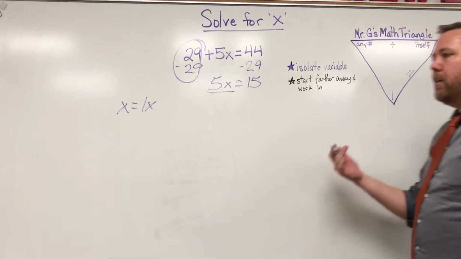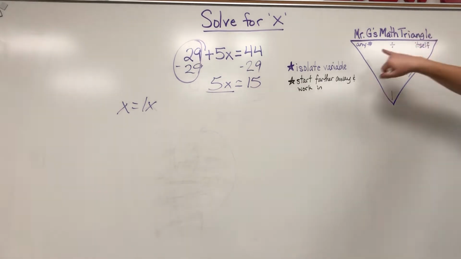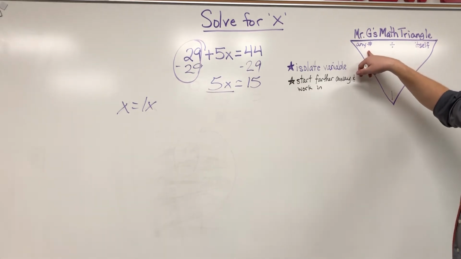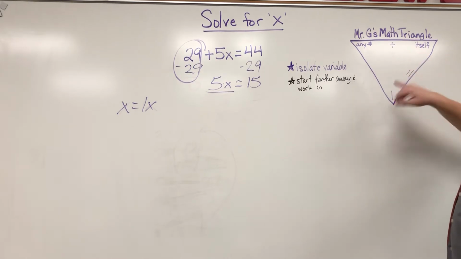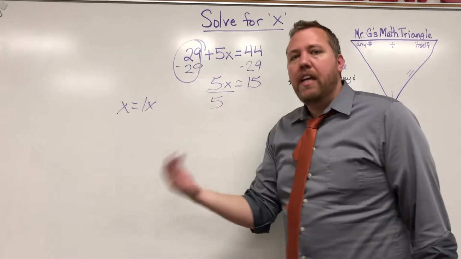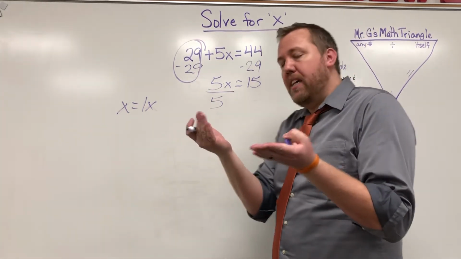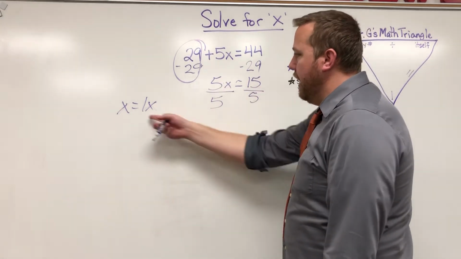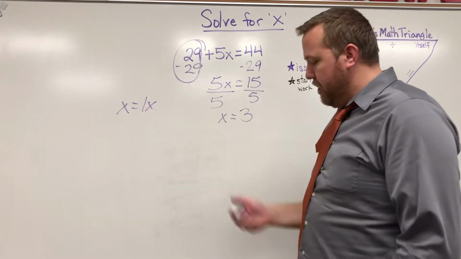There is an identity property of 1 as shown in Mr. Goff's math triangle of awesomeness. Any number in the world, decimal, fraction, negative numbers, whatever, any number divided by itself equals 1. So 5 divided by 5 equals 1. Now, if I divide the left side by 5, I divide the right side by 5. So I have 1x, which equals just x, equals 15 divided by 5, which is 3.